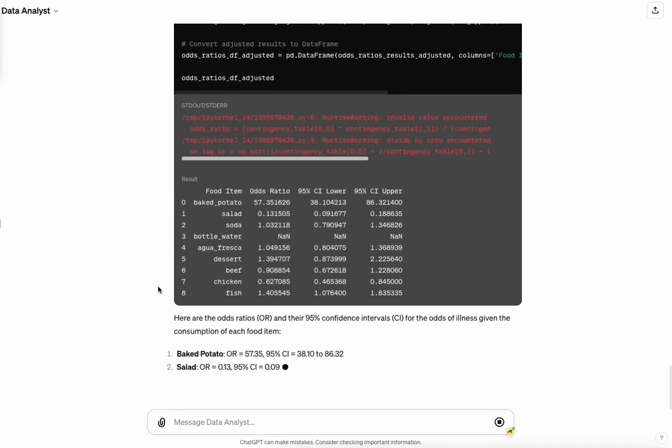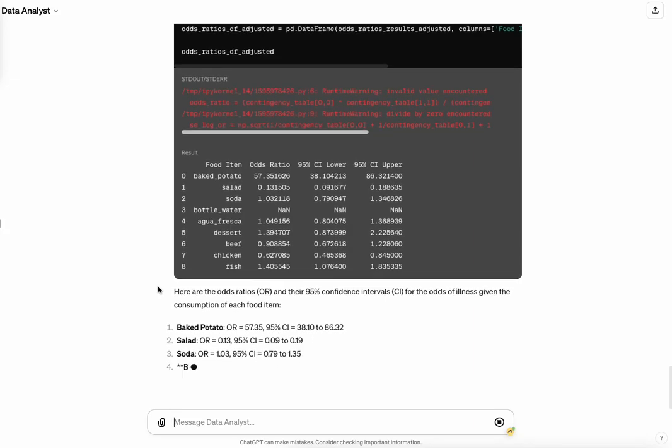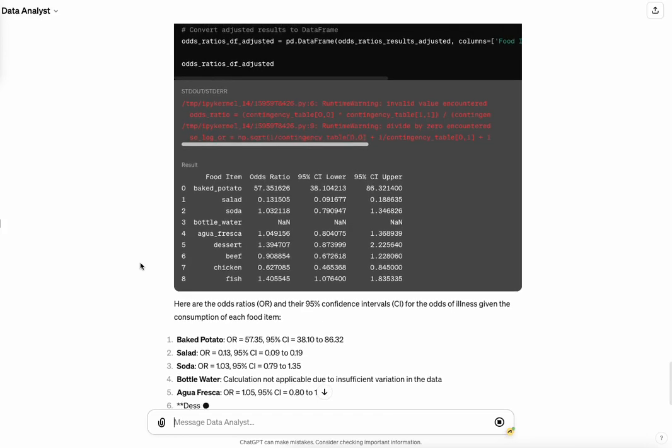And of course, you know, the computer is doing it for you. It's a tool. It does not replace your own knowledge of epidemiology and biostatistics. But you can see the strongest association is baked potato, stronger than the chicken. The chicken is actually protective. The odds ratio is less than 1, and the salad is also protective. So with the salad and the chicken, you're less likely to be sick if you ate those than if you had the baked potato.